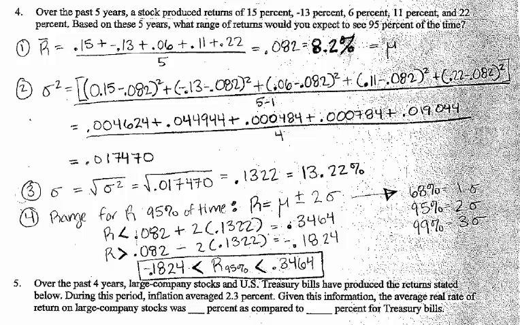And to find the downside of the range, you're going to take that average return and subtract 2 times 0.1322. And where did I get these numbers from? Remember, mu, or the average return, came from step 1, and the standard deviation came from step 3. So my range here, 95% of the time, the stock is going to have a range from negative 18.24% to 34.64%. So I would expect my stock to be in that range 95% of the time.